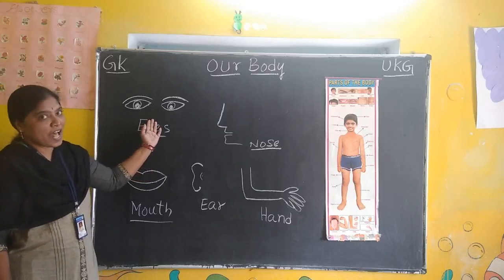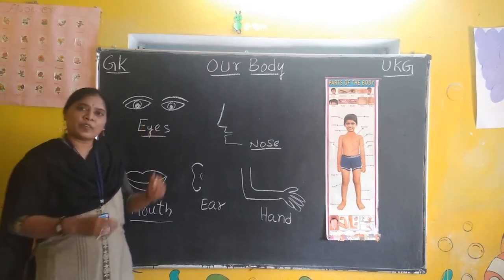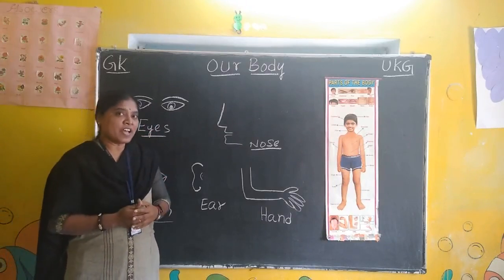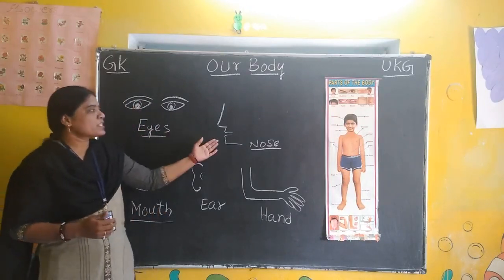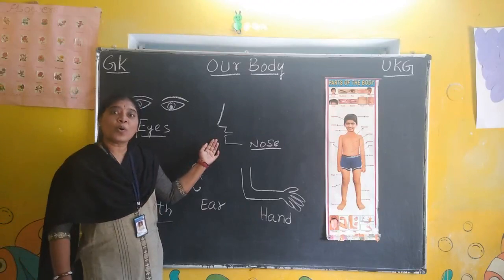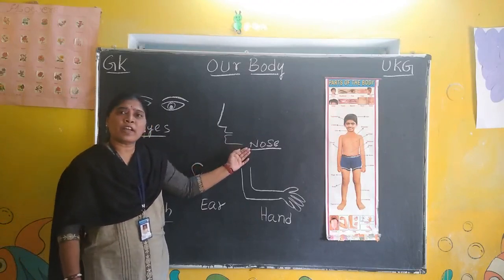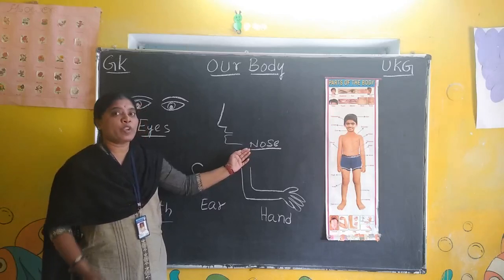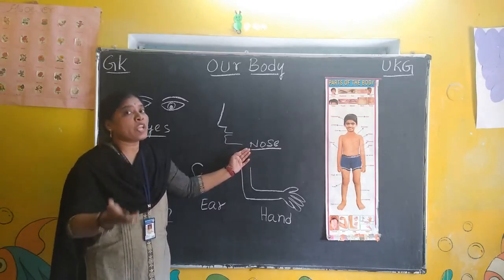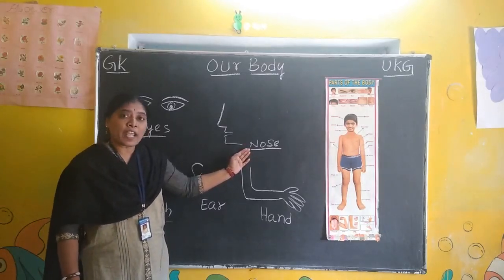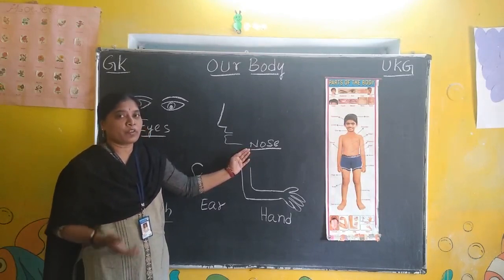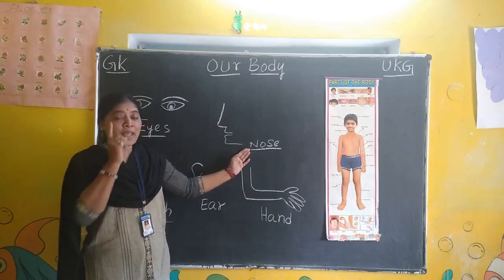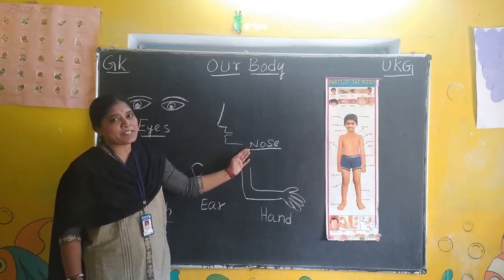Look here. What are these? These are eyes. What do we do with our eyes? We see with our eyes. What is this? Nose. What do we do with our nose? We smell with our nose. We breathe in and breathe out air. Without air, we cannot live. So we breathe in air and breathe out air, and we can smell good smells or bad smells.